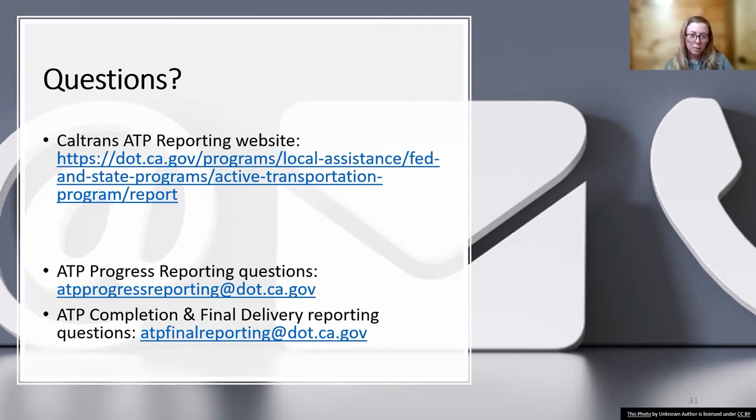And then on the bottom, there's the ATP progress reporting inbox where you can submit your questions. I like questions to go to that because there are multiple people that man that inbox. So if somebody is out of the office, somebody else can see it and get it in time, because like I said, it's a short time frame for reporting. So it's important that you send questions to that inbox to make sure that you get an answer in a timely manner. And for any completion or final reporting questions, you can send it to ATP final reporting at dot.ca.gov.